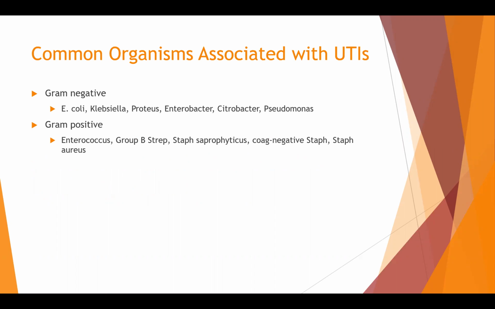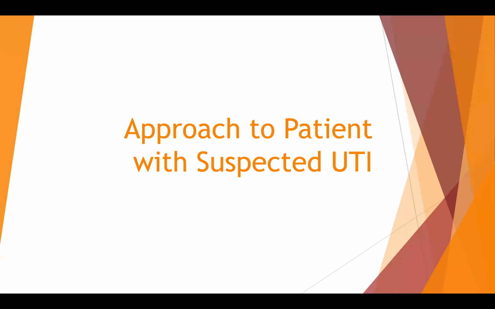E. coli by far is the most common bacteria that causes UTI in all ages. About 54 to 67%, depending on the study you read, accounts for the UTIs. We do see gram positives as well, and we'll go into that a little bit later. Enterococcus is one of the more common gram positives, but E. coli and Klebsiella are more what we see in terms of gram negatives.